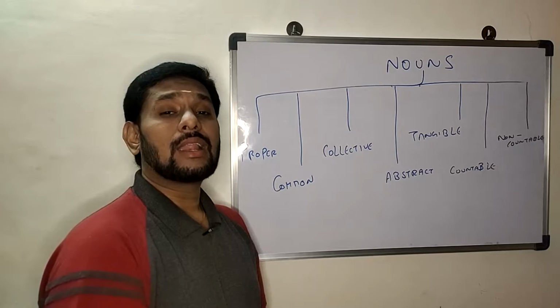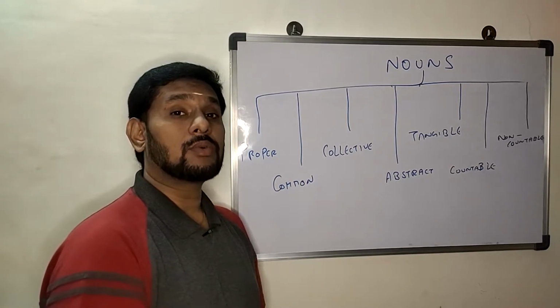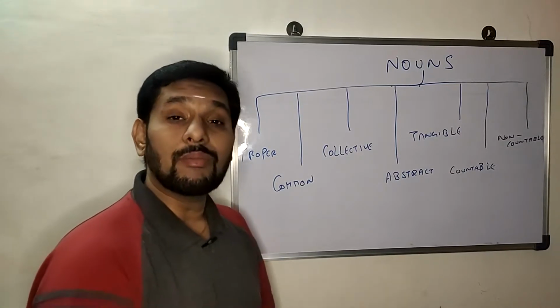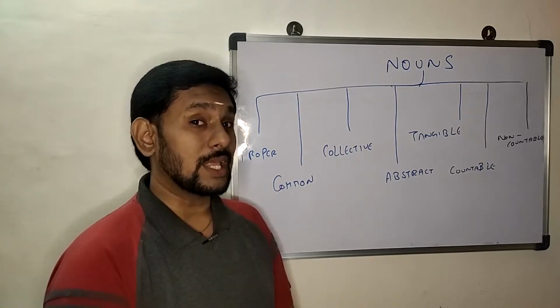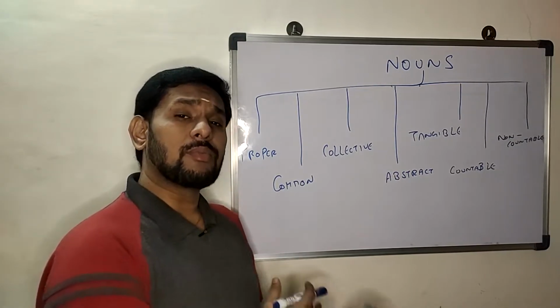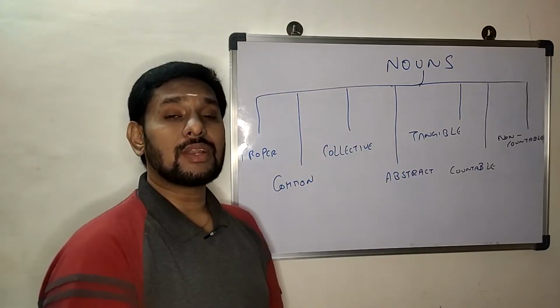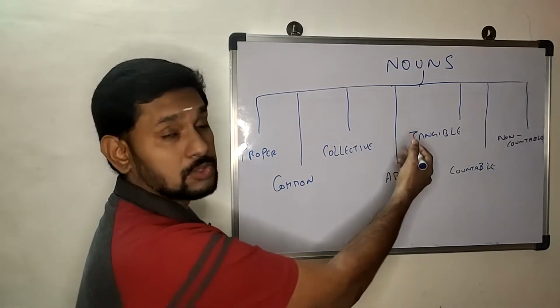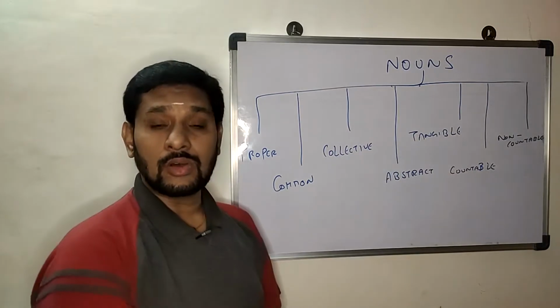All right. And the best thing when it comes to noun is that noun is the first word that we ever utter when we are born. For example, mom, dad, and words like these are nothing but nouns, right? Now, nouns can be broadly categorized into 7 different categories, right? So you have proper noun, common noun, collective noun, abstract, tangible, countable, and non-countable noun.